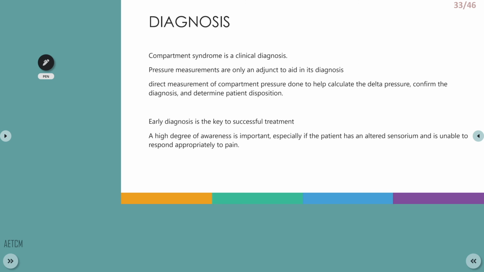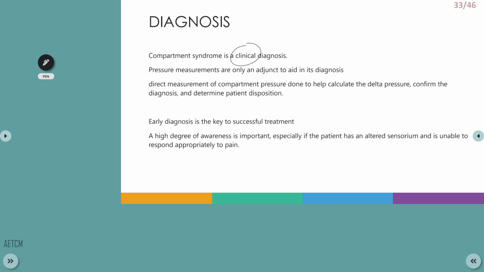So how to diagnose this? Diagnosis is clinical. Clinically we need to diagnose compartment syndrome, and we can use some Stryker kits to measure the compartment pressures, which can aid the diagnosis. Based on this, we will be able to calculate the delta pressure, and determine whether the patient is having compartment syndrome or not.